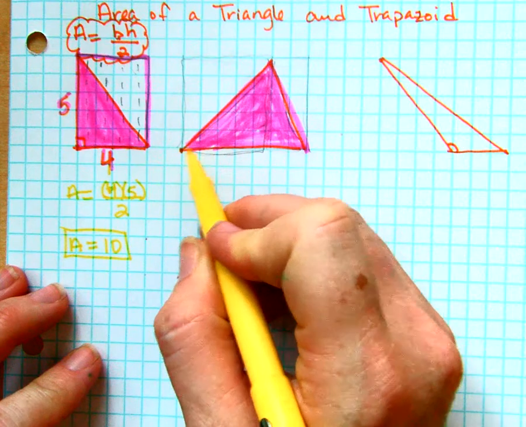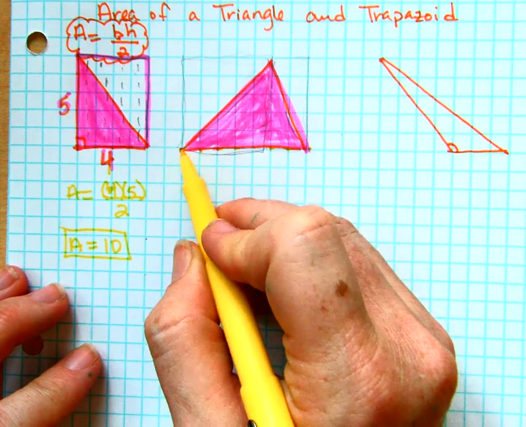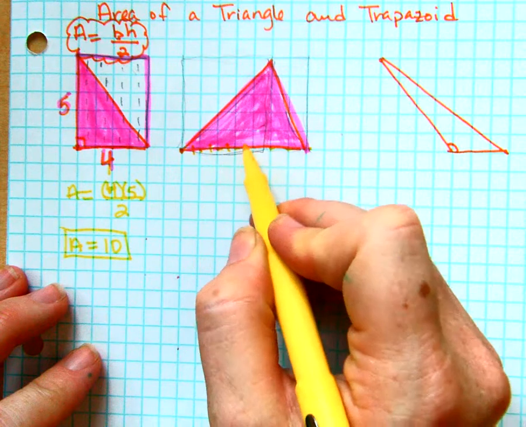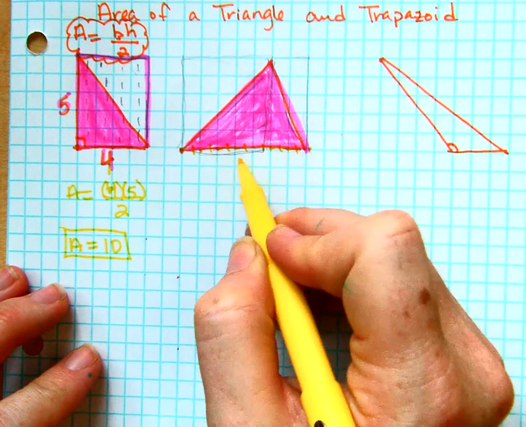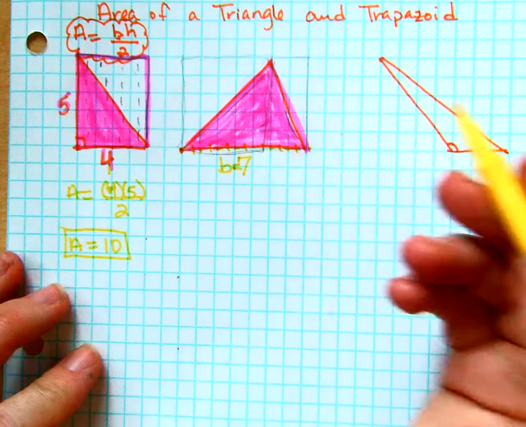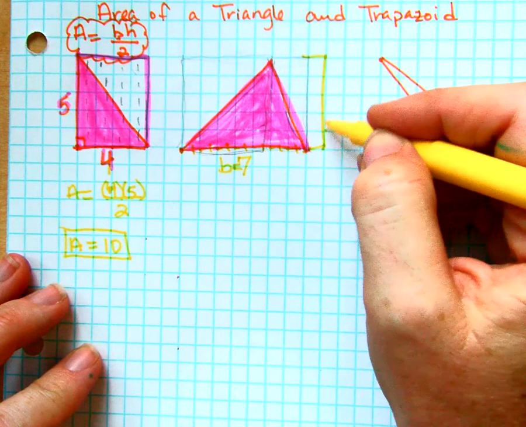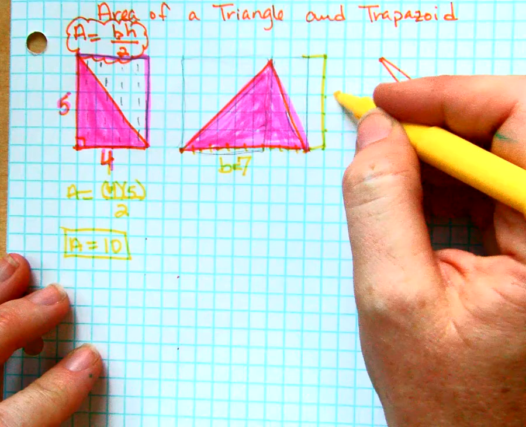So this one has a base 1, 2, 3, 4, 5, 6, 7. I'm going to recount that one more time. 1, 2, 3, 4, 5, 6, 7. Good. So I've got a base that is 7. And I've got a height that is 1, 2, 3, 4, 5.